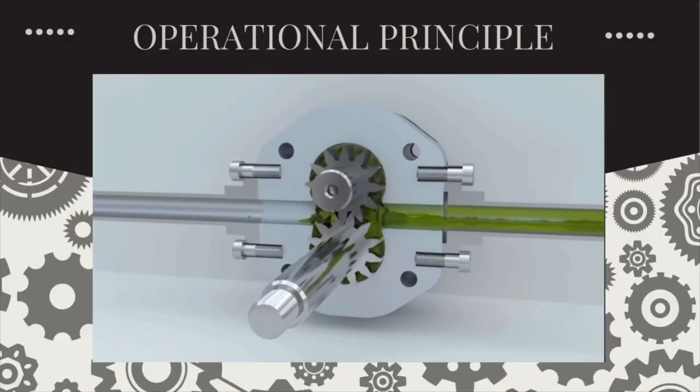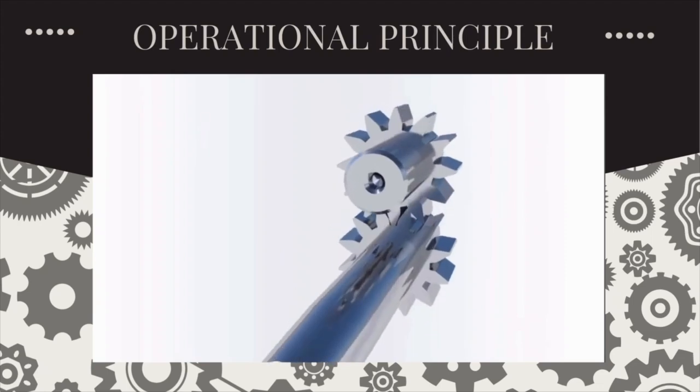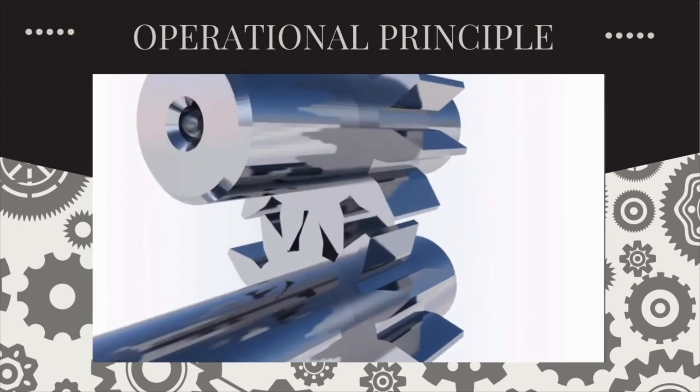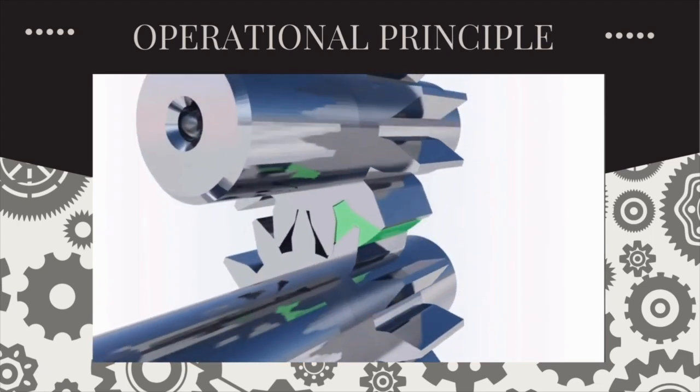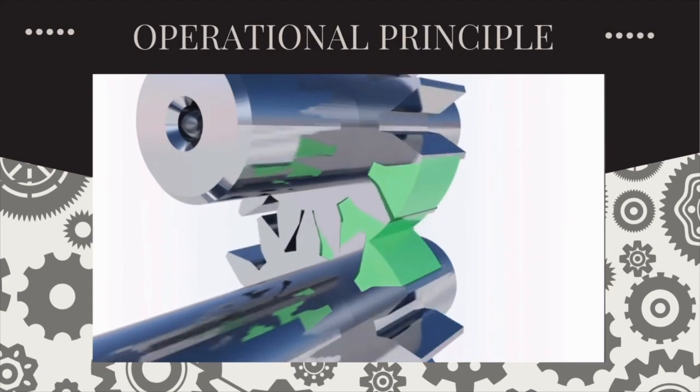Firstly, let's see how does a gear pump work. In a gear pump, the meshing of the gears is used to pump fluid. The gears are located within the housing of the pump. One of the gears is the drive gear. It is connected to the engine or drive. The second gear is the driven gear.